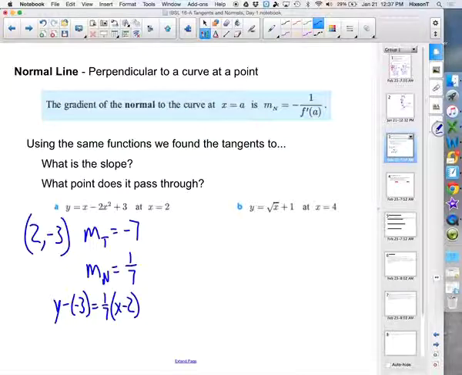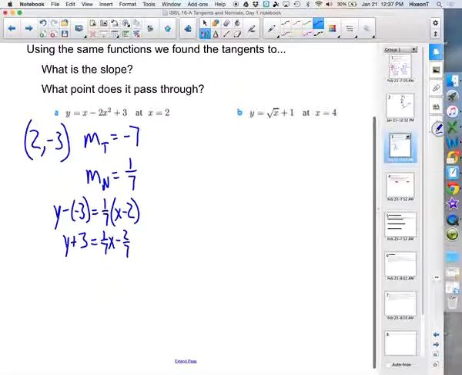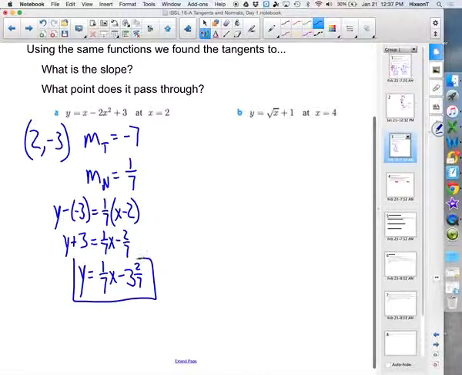The only difference is that we're using a different slope. Okay? So it's y plus 3 equals 1/7 x minus 2/7. We subtract 3, and y is 1/7 x minus 3 2/7. And there's our normal line. Okay?